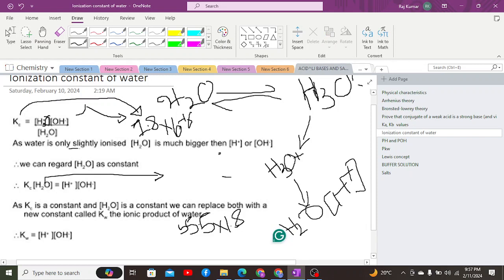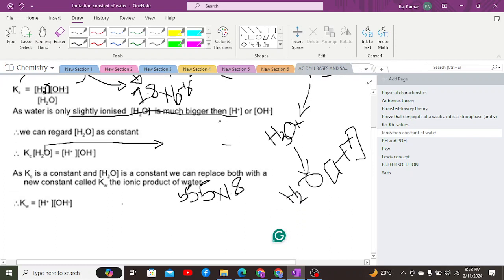Here, water is only slightly ionized and is much bigger than H and OH, so we take it as constant. Due to which Kc into H2O, when both multiply together, give us a constant value, an ionization constant of water, or the ionization product constant, which is known as Kw, and Kw has a constant value of 1 into 10 to the power minus 14.